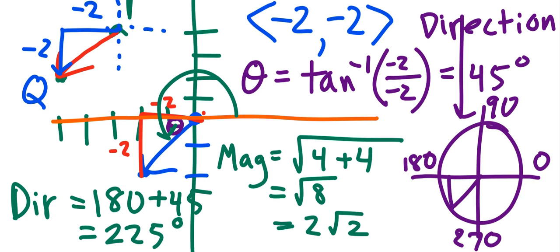Okay, I understand. Because we needed to find that 45, but then that takes us down into quadrant 3. Yes, Miss Johnson.